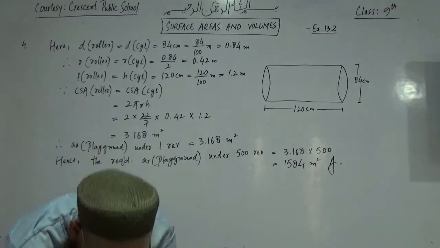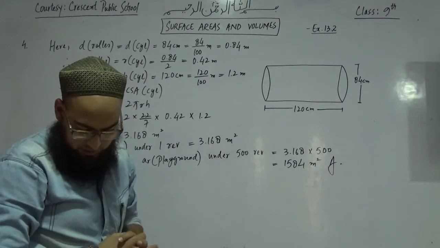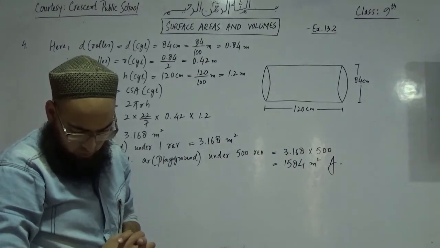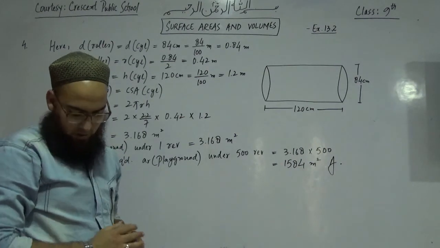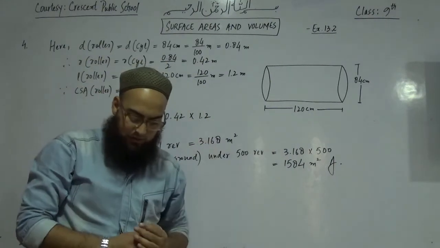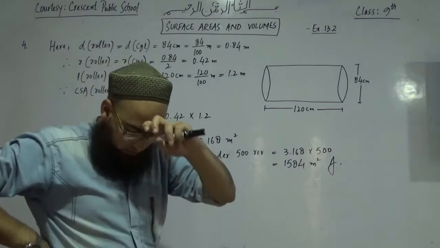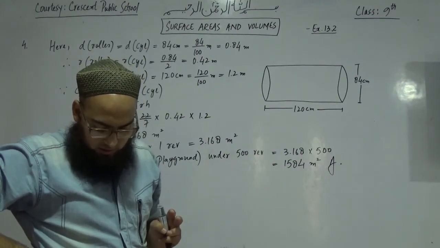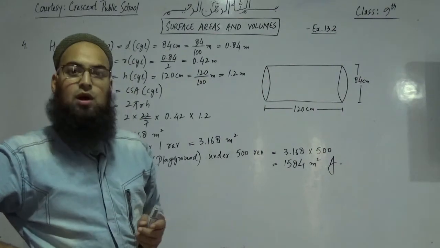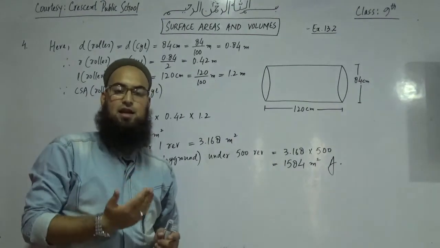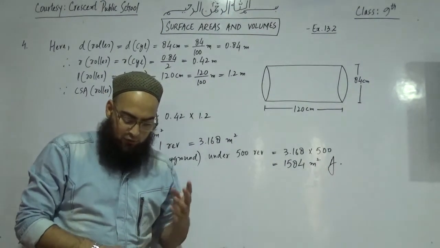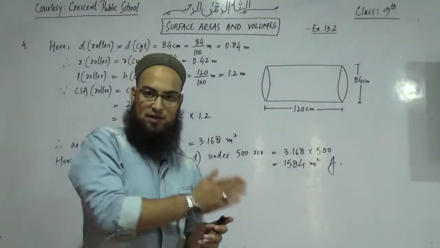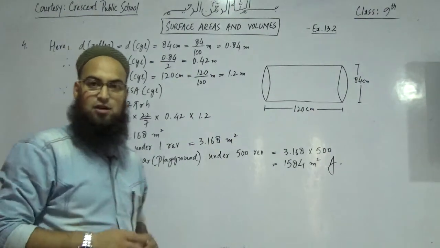Now after that, question number 5: a cylindrical pillar 50 cm in diameter and 3.5 meter in height. Find the cost of painting the curved surface area of the pillar at the rate of rupees 12.50 per square meter. It's a simple question and you are given the diameter, so you can find the radius from that. You are given the height. You have to find the cost of painting the curved surface area. That means you just find the curved surface area, then for 1 square meter you have 12.50 rupees. Whatever curved surface area you get, multiply 12.50 with that, and you will get the total cost for painting the curved surface area of the pillar.